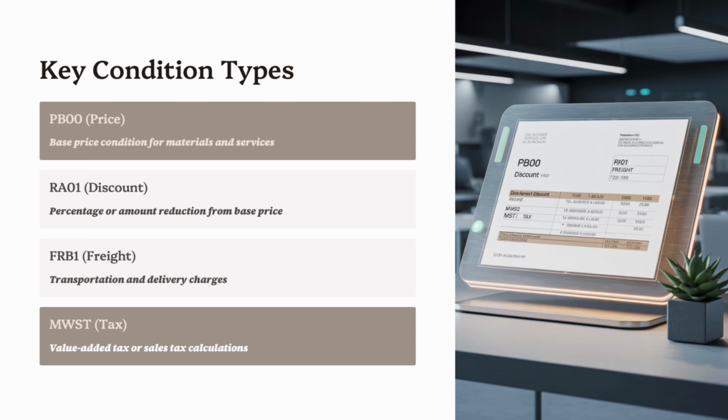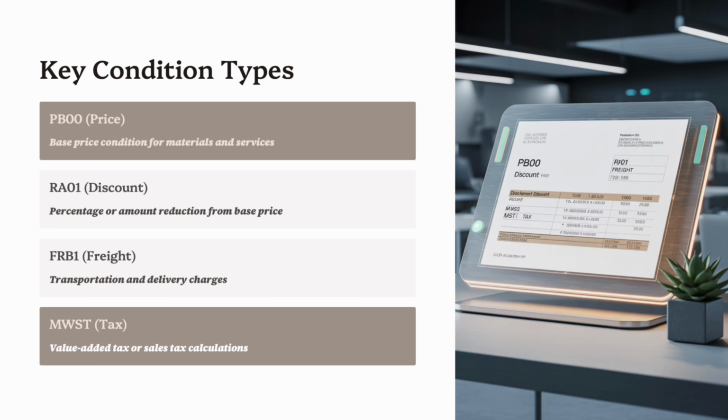PB00, gross price. This is the base price of the material. Without PB00, the system cannot determine the cost. Discounts, e.g. RA01, K004. These reduce the gross price. Discounts can be percentage-based or fixed amounts depending on vendor agreements.